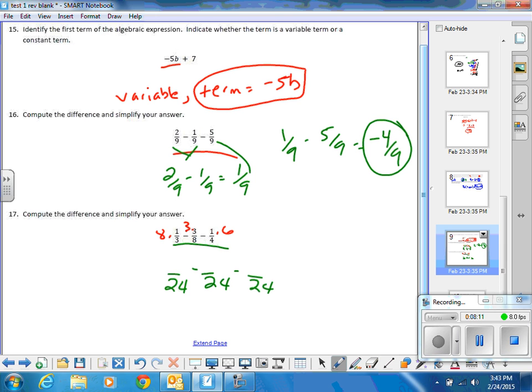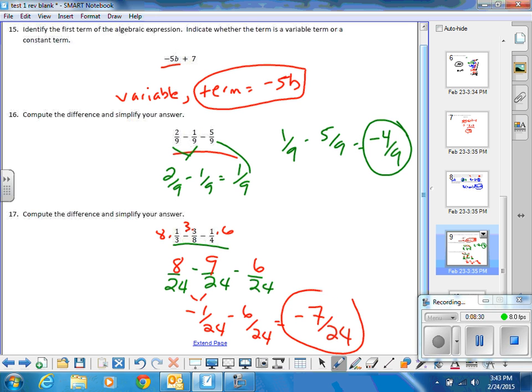8 times 1 is going to give me 8. 3 times 3 is going to give me 9. 6 times 1 is going to give me 6. So again, from left to right, 8 minus 9 is going to give me negative 1 over 24. Bring down my minus 6 over 24. Put those together and get minus 7 over 24 for my final answer for this one. Cannot reduce that at all.